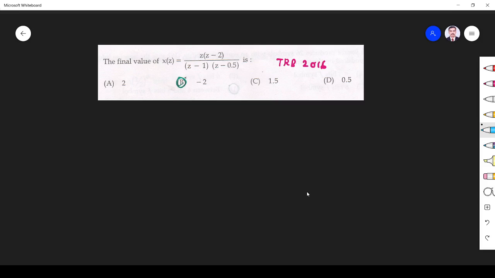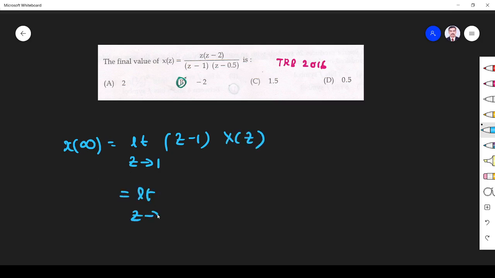The first question: the final value of X of z is equal to z into (z minus 2) divided by (z minus 1) into (z minus 0.5). What they ask is the final value. Final value means x of infinity. As per the Z transform final value theorem, x of infinity is given by the limit as z tends to 1 of (z minus 1) into X of z. So let us do that.